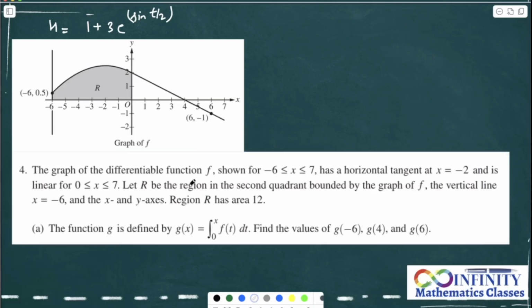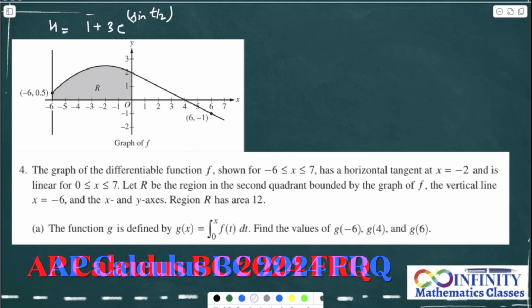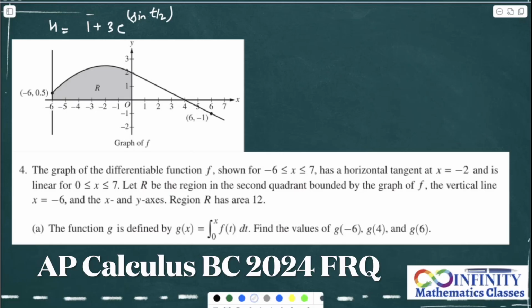The graph of the differentiable function f on the interval -6 to 7 has a horizontal tangent at x equals -2, and is linear for 0 to 7. R is the region in the second quadrant bounded by the graph of f, the vertical line x equals -6, the x-axis and the y-axis. R has area 12. This area is given to you as 12.